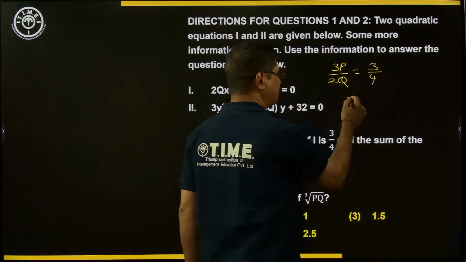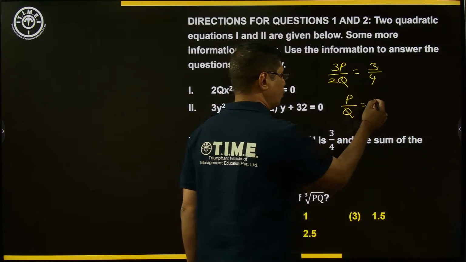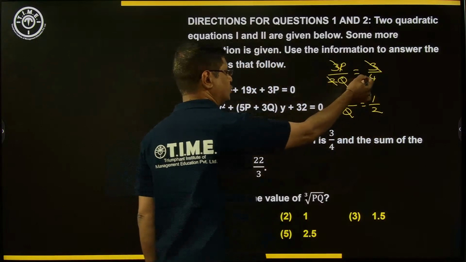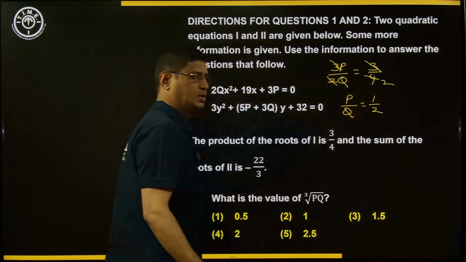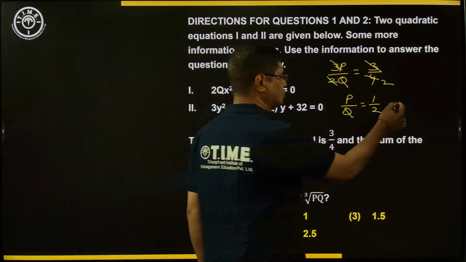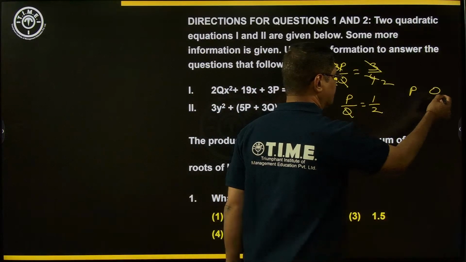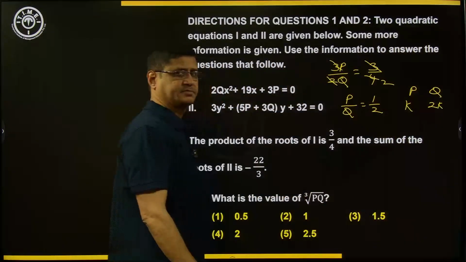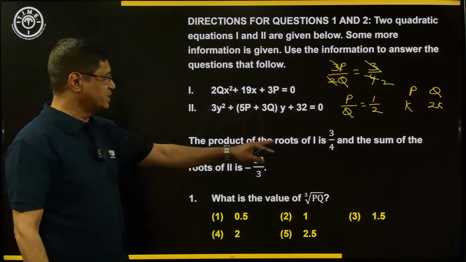Now, what is the value of P by Q? P by Q is equal to 1 by 2. 3 and 3 get cancelled. Now, 2 goes exactly 2 times in 4. So, what is the value of P and Q? P is to Q is equal to 1 is to 2, so P and Q are 1k and 2k. Now, look at the second part here.